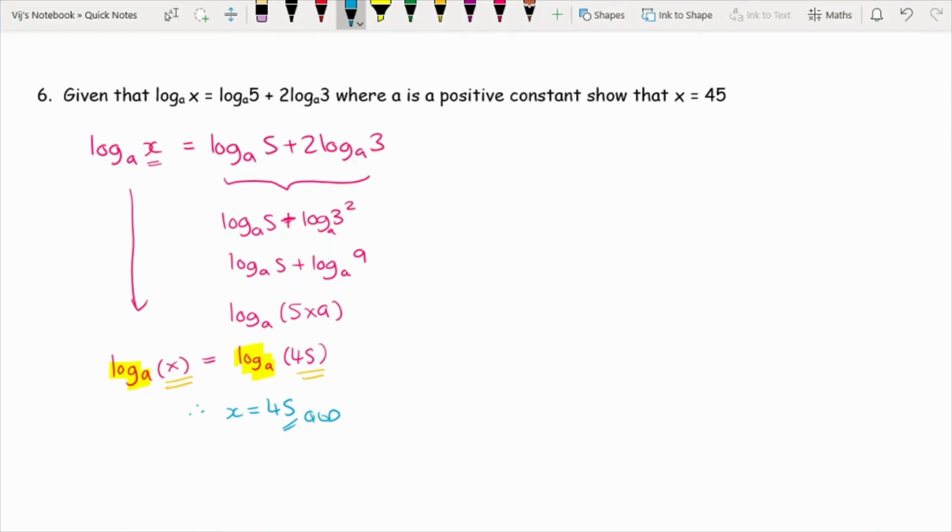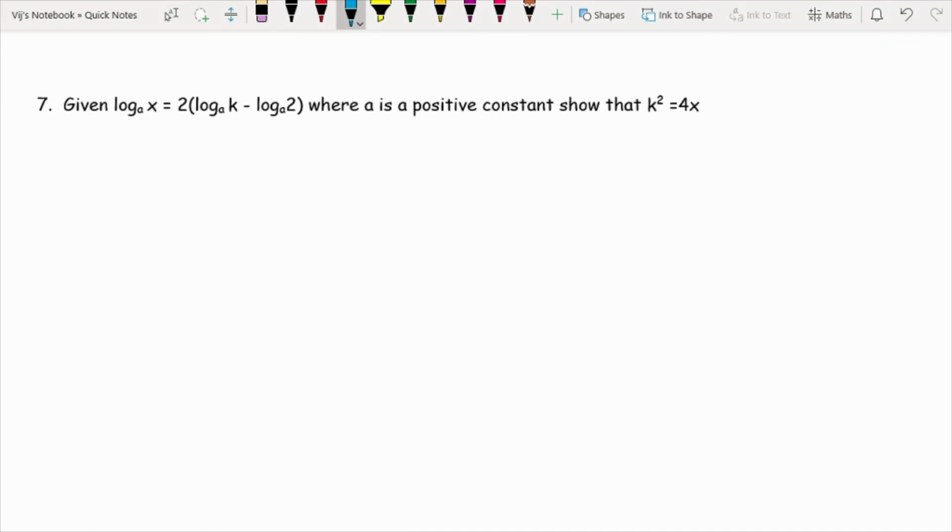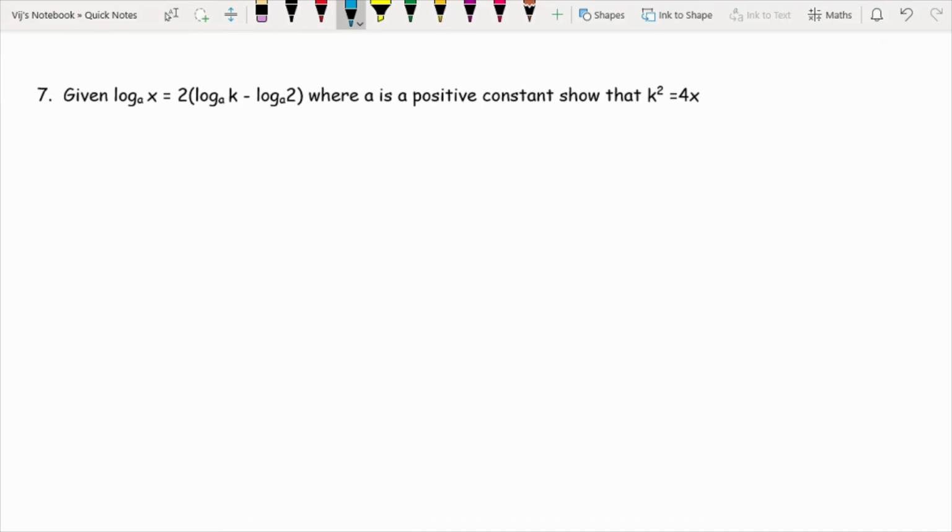So moving on to a similar question in question 7. Here again, my main objective is to try and write the right hand side as a single logarithm. So again, start off by writing the question out. And again, how do I know this? The first thing that you always want to check is to make sure that the bases of each of the logs mentioned in the question are the same. So in this, all my logs have got to the base a.